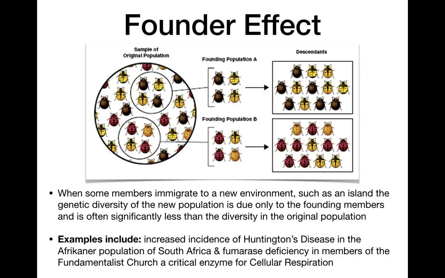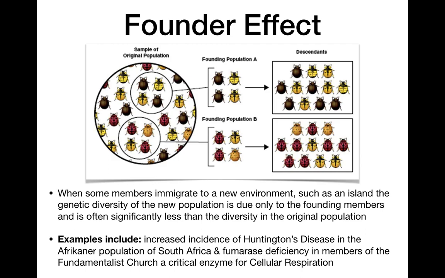Another example is in the fundamentalist church, mostly in the United States. There are a lot of people that have what's called fumarase deficiency. And fumarase is an enzyme that you need for cellular respiration to get energy in your mitochondria. So people in that church are encouraged to marry within the church. They're encouraged to have one husband and multiple wives. And it's a rather small population, so we have quite a bit of inbreeding happening there. And then we get this higher frequency of this deficiency. These are both recessive traits. They don't show up very often in the main population because people have one dominant trait to kind of mask it.